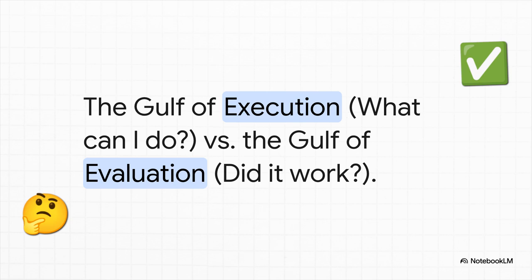First is the gulf of execution, which happens right before an action. The user is just staring at the screen thinking, what can I do here? We bridge that gap by using obvious affordances, literally just making buttons look like they can be clicked.